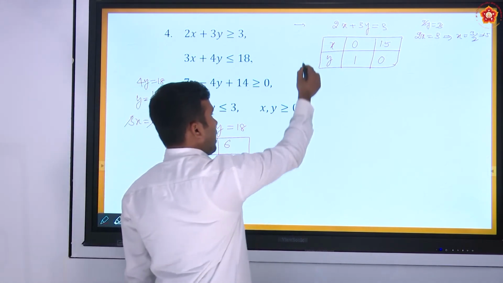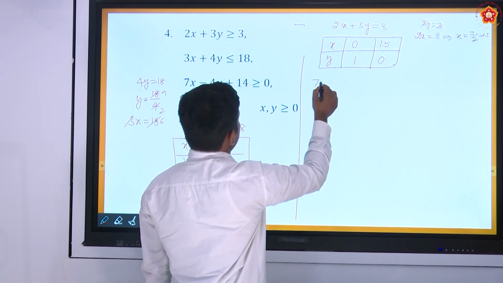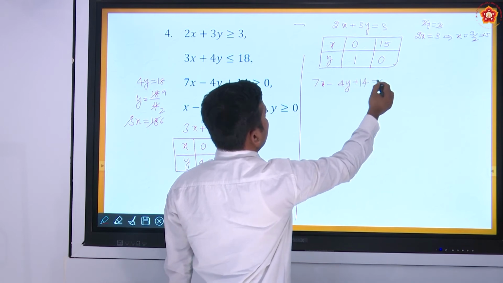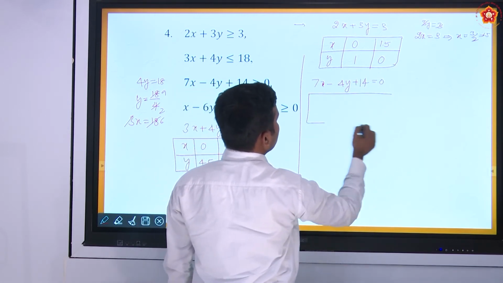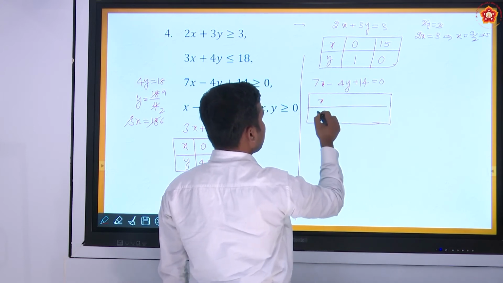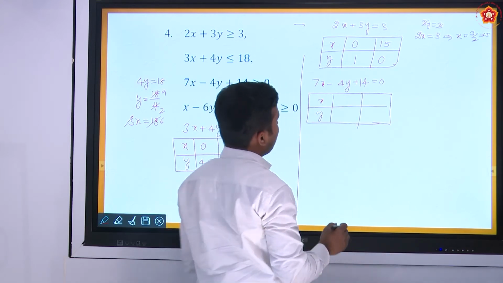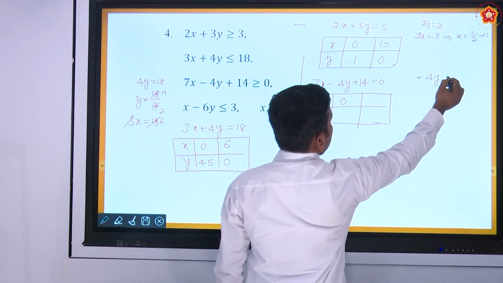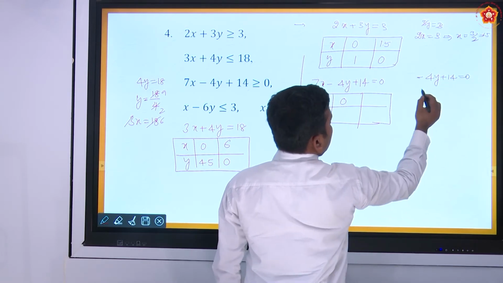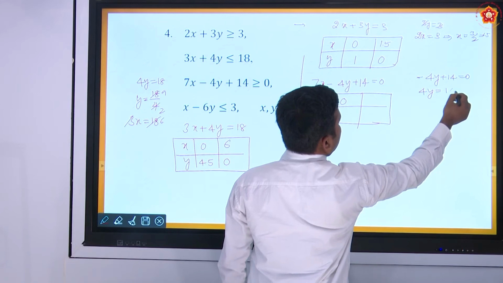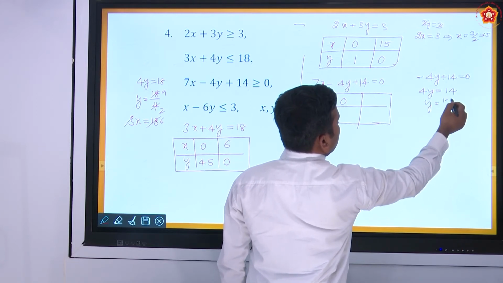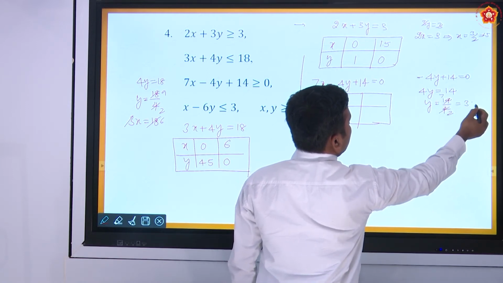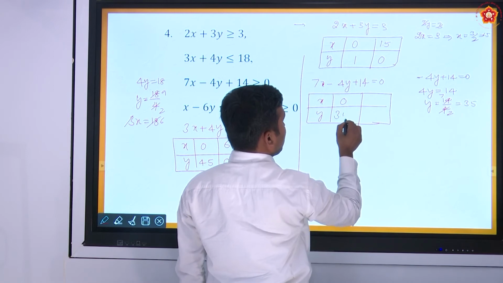Then the next inequality is 7x minus 4y plus 14 is equal to 0. For this also you may do the same, put x equal to 0 and y equal to 0 and find the values. So now I am going to take x equal to 0. If you put x equal to 0, it becomes minus 4y plus 14 is equal to 0, or 4y is equal to 14. So y is equal to 14 by 4, which is 7 by 2, which is 3.5. So y will be 3.5.